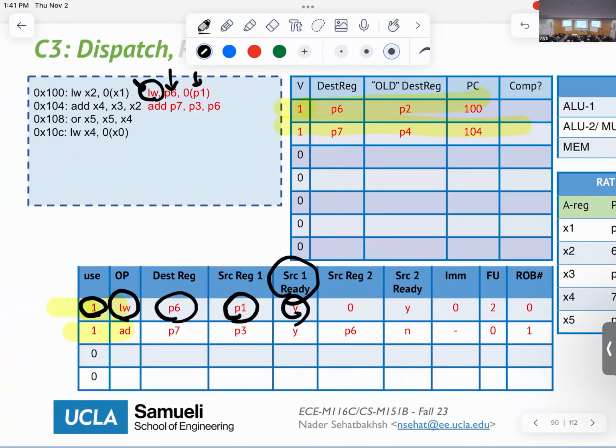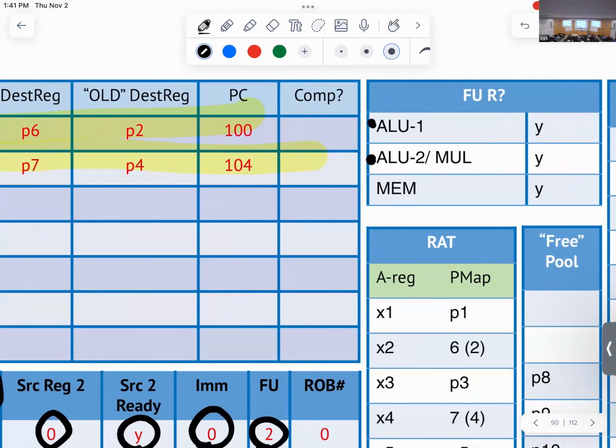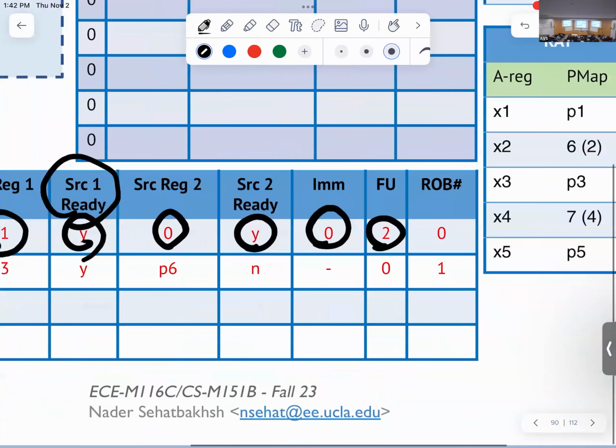The second source register is an immediate. In that case, I just put 0 as the source register because it's X0 and the immediate doesn't matter. I also put yes here and put the immediate, my actual immediate value, here. Since this is a load word instruction, I need to use the third FU. Remember that the first two FUs are ALUs and the third one is the MEM. So I only use the third one.